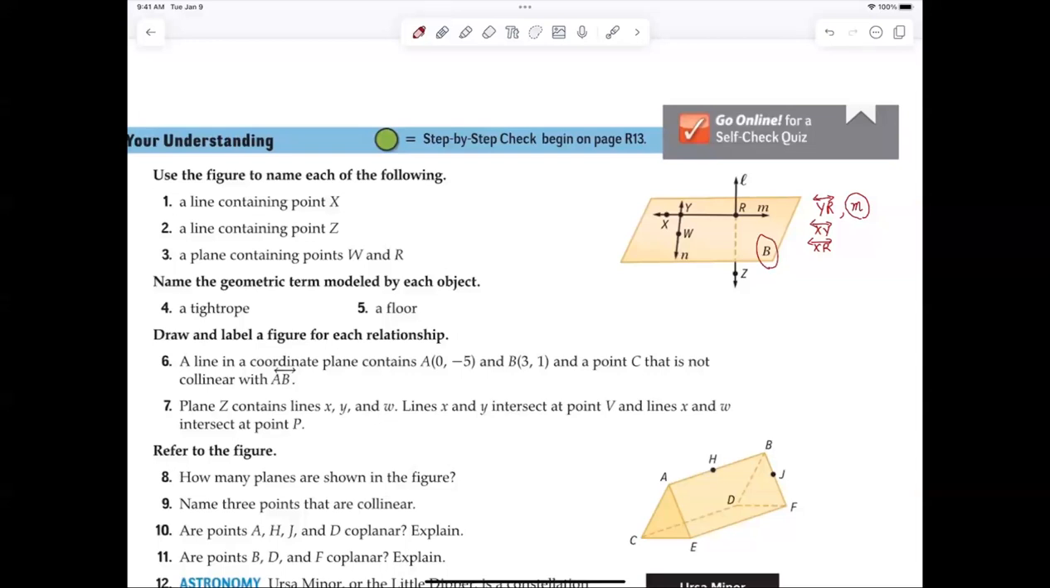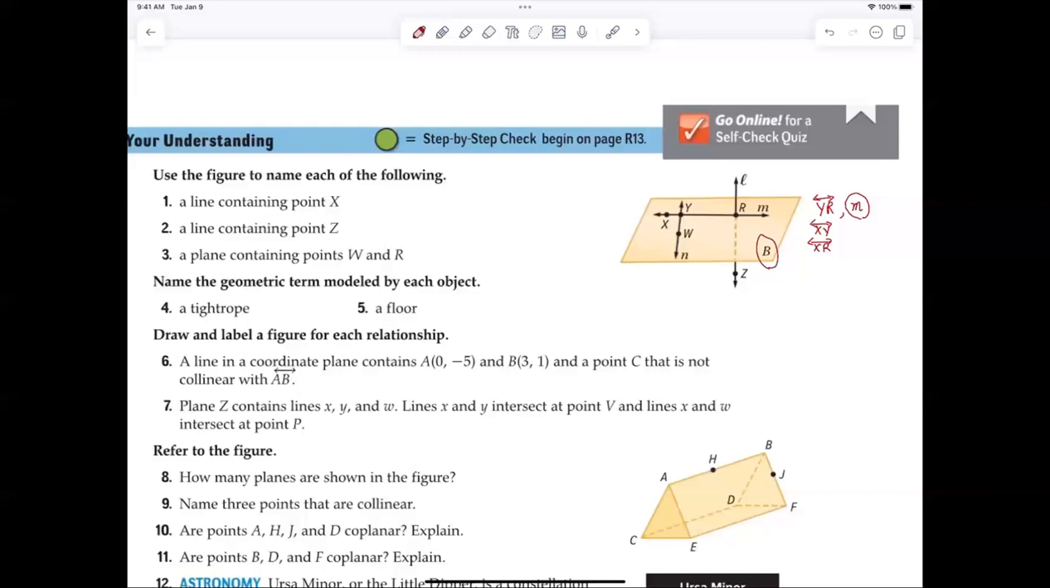Now, what does collinear mean, guys? Collinear. Think about this: co-line, with lines, together. The points that are on the same line. Collinear means points that are on the same line. If you're co-president with someone, that means you're president with them. So collinear means points that are on the same line. That's all that means.